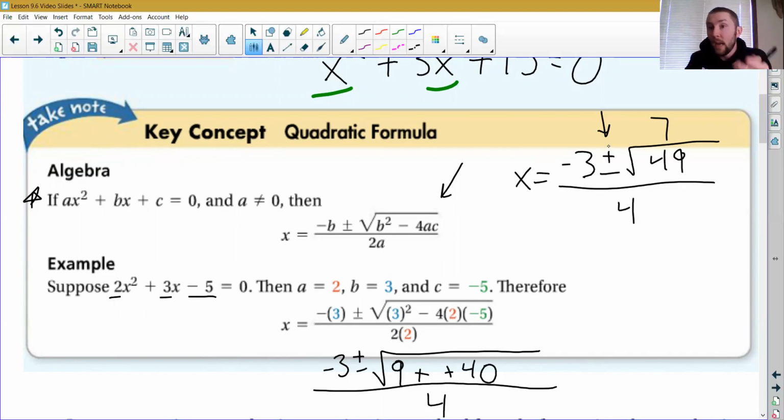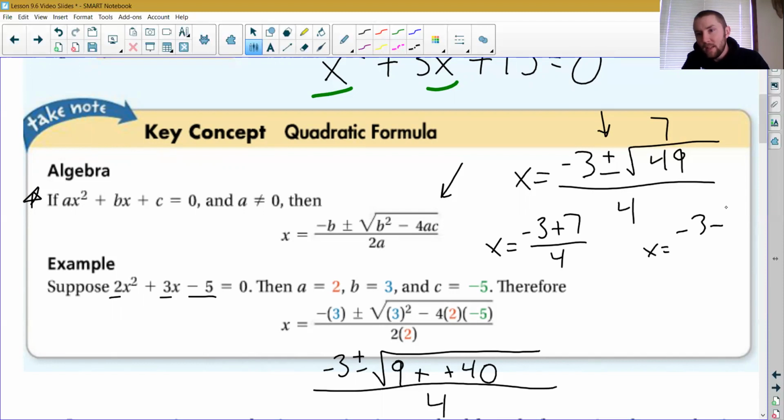Okay, and what I'm going to do now that I've done all the math for underneath the square root and stuff, I'm actually going to split this up into 2 different equations. One of them is going to have a plus sign. The other one is going to have a minus sign. So what I do is I say x equals -3 plus 7 divided by 4. And then I say x equals -3 minus 7 divided by 4. Okay, and that just comes from this plus minus symbol splitting up into plus and minus.